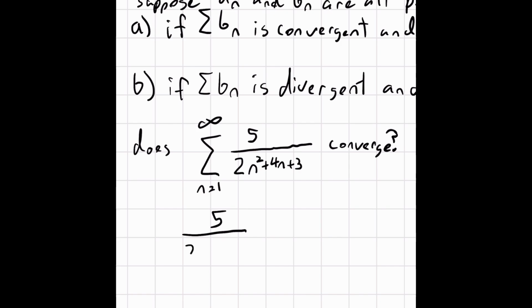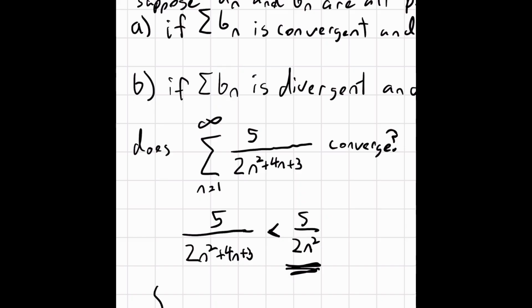But this polynomial is larger than this polynomial in the denominators, right? Which means that the fraction is smaller. So if this would converge, then I know this one must as well.